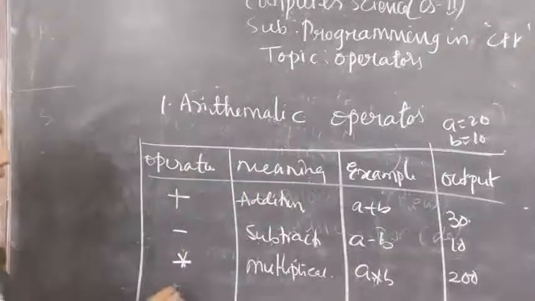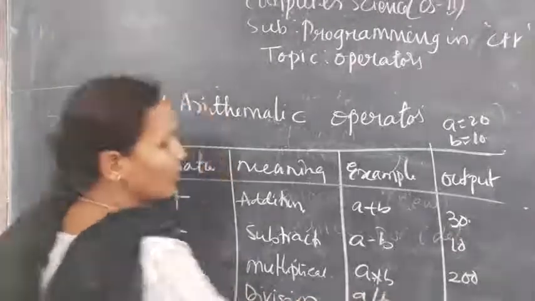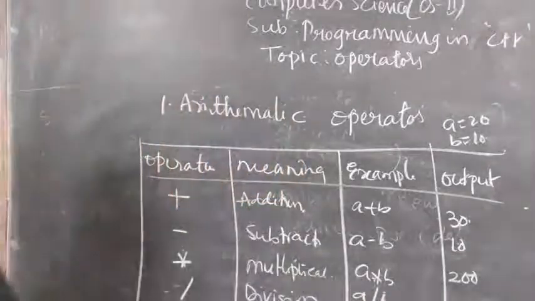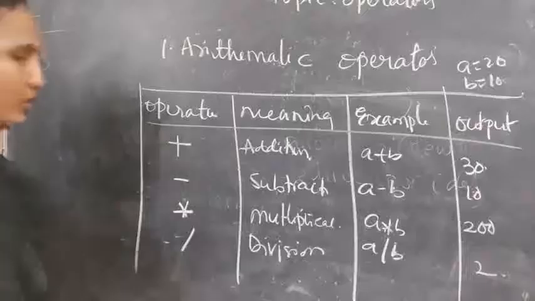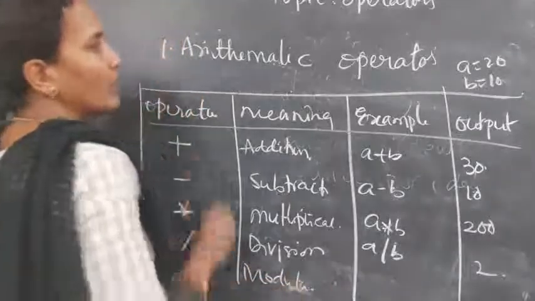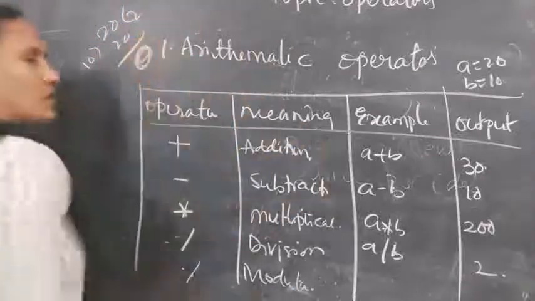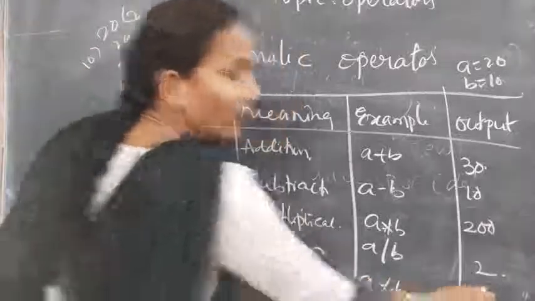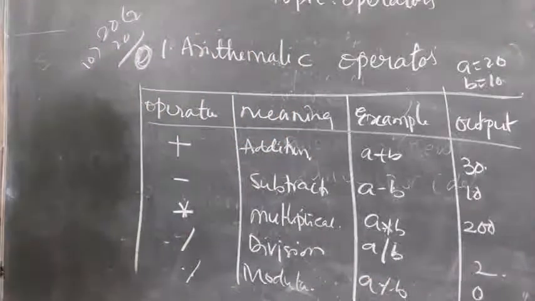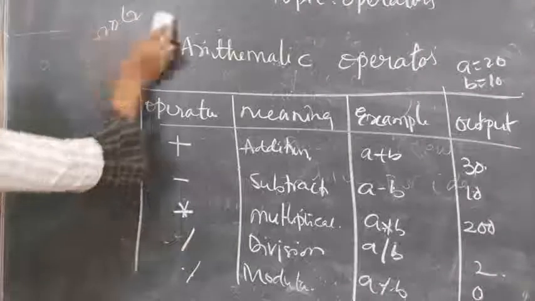Now the fourth one is division. A by B, how much will you get? 2 you will get. Okay. Now the next one is modulus. 20 modulus 10 means 10 divides 20, and your remainder is 0, no? So your output will be 0. Okay, so these are your arithmetic operators. You take a screenshot of this. I'll write the example program. Now we'll write an example program using all these operators.